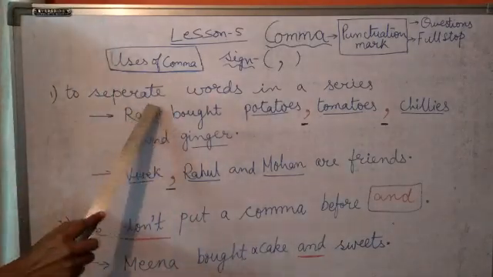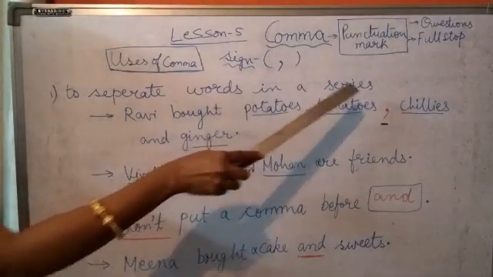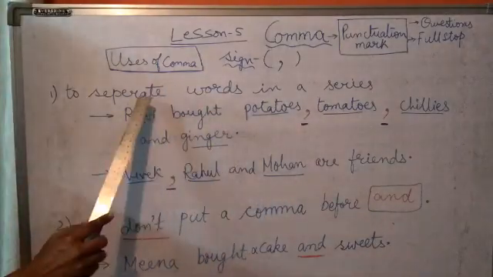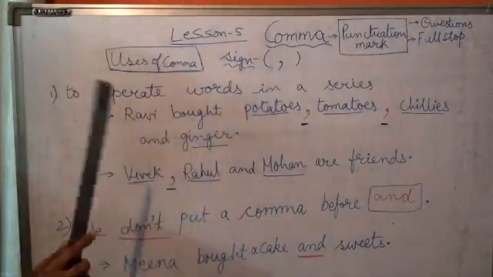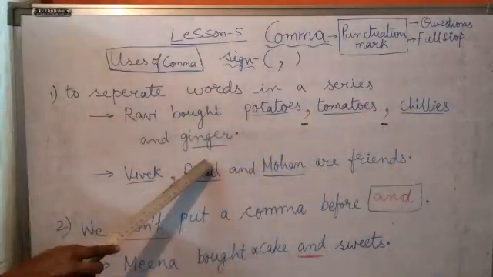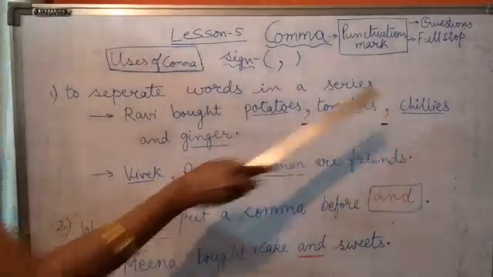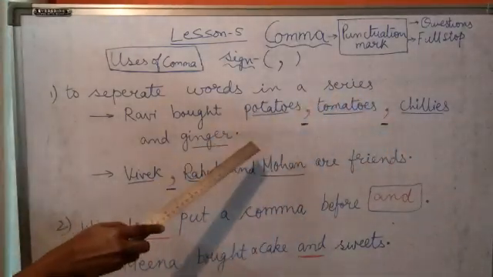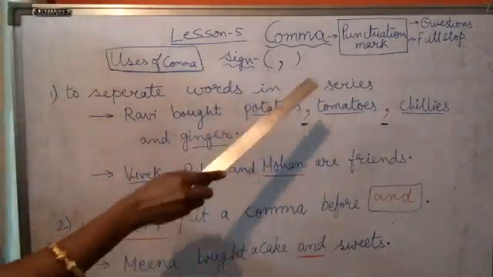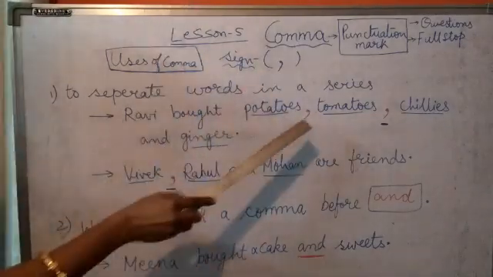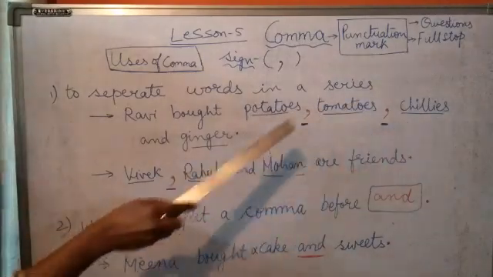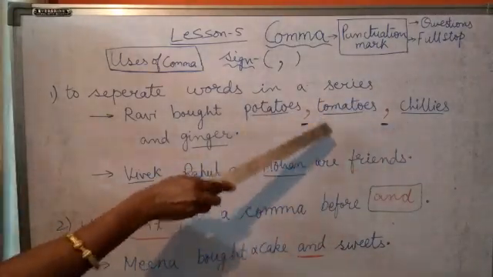Number 1, to separate words in a series. Now, in a series, there are similar types of words that we have to separate by using comma. For example, Ravi bought potatoes, tomatoes, chilies and ginger. Now, potatoes, tomatoes, chilies, ginger are names of vegetables. Now, it's words in a series. So, to separate these series, we are using comma. Here, I have put comma because these are the series of words related to vegetables.